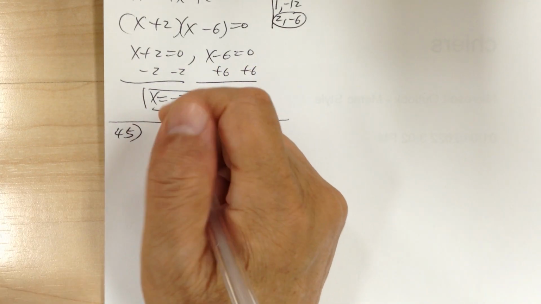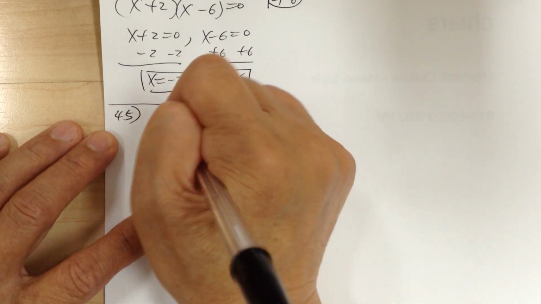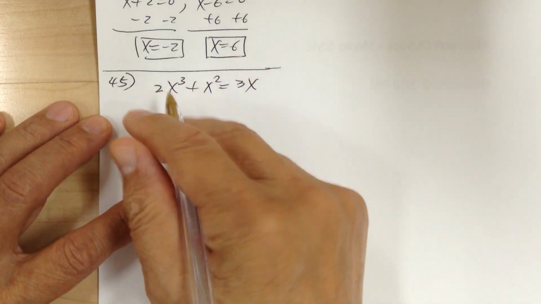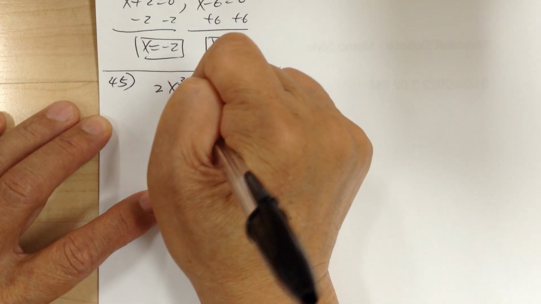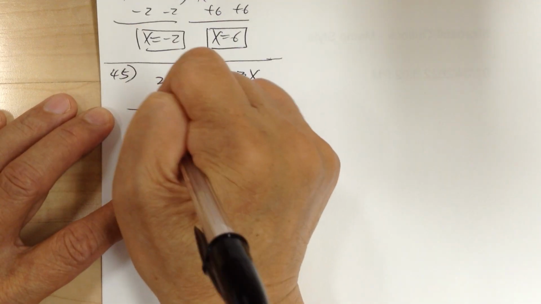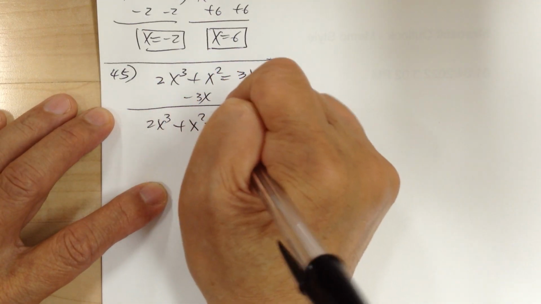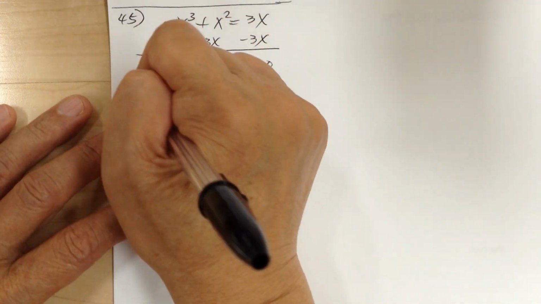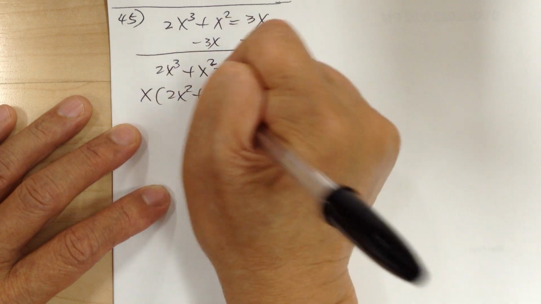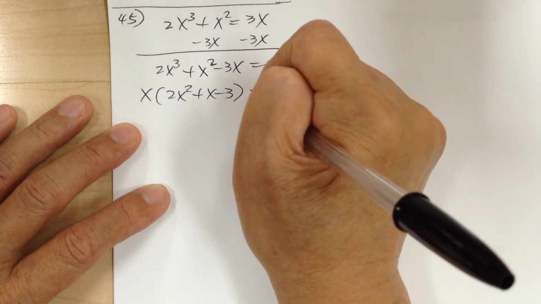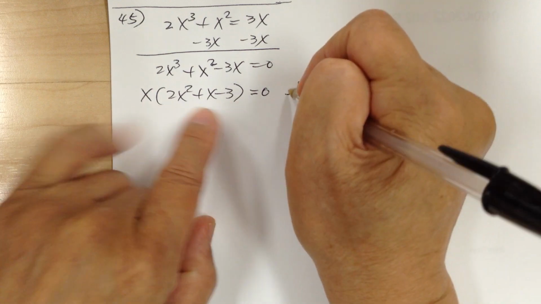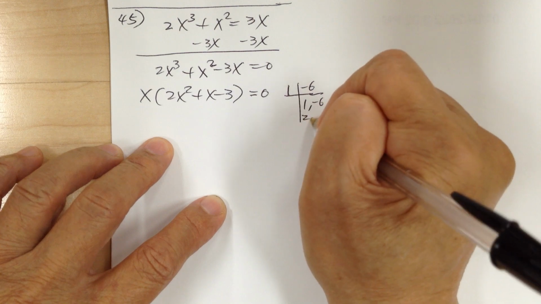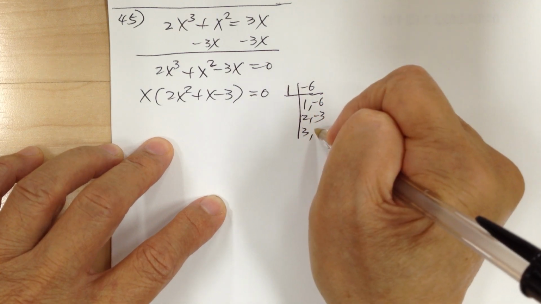Okay, 45. Okay, you got 2x cubed plus x squared equal to 3x. Okay, so you have to make it equal to 0. So minus 3x on each side. So you got 2x cubed plus x squared minus 3x equal to 0. The next step is do the factoring. So step 1, common factor. Okay, and then do the step 4, master product. So you need to get 1 and negative 6. So 1 comma negative 6, 2 comma negative 3, and 3 comma negative 2.